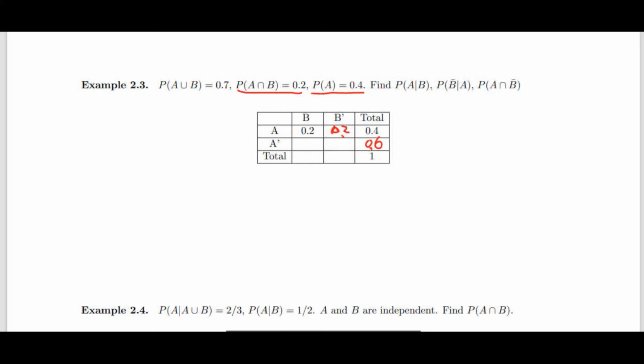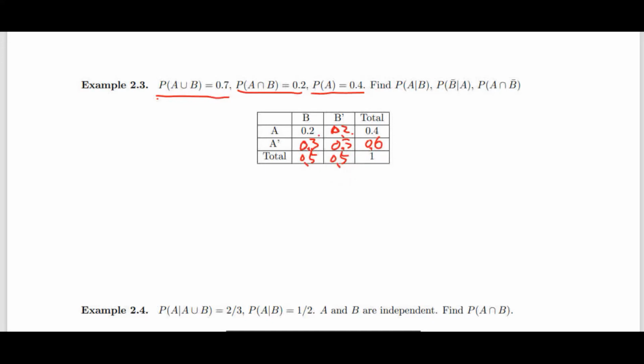Okay, so then check this condition: A or B is 0.7. A or B is A, so this cell here 0.2, plus B, is 0.7. So this means here is 0.3. Because A or B is 0.7, so A or B is 0.2, 0.2, 0.3. So we know this is also 0.3. So 0.5, 0.5. So we fill out this table, right?